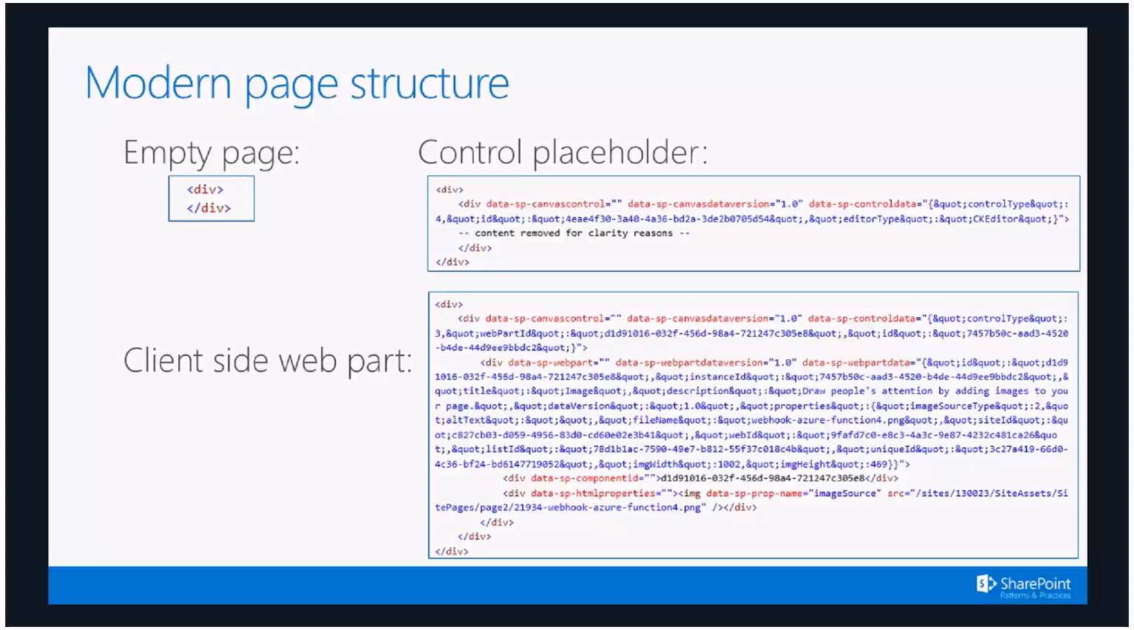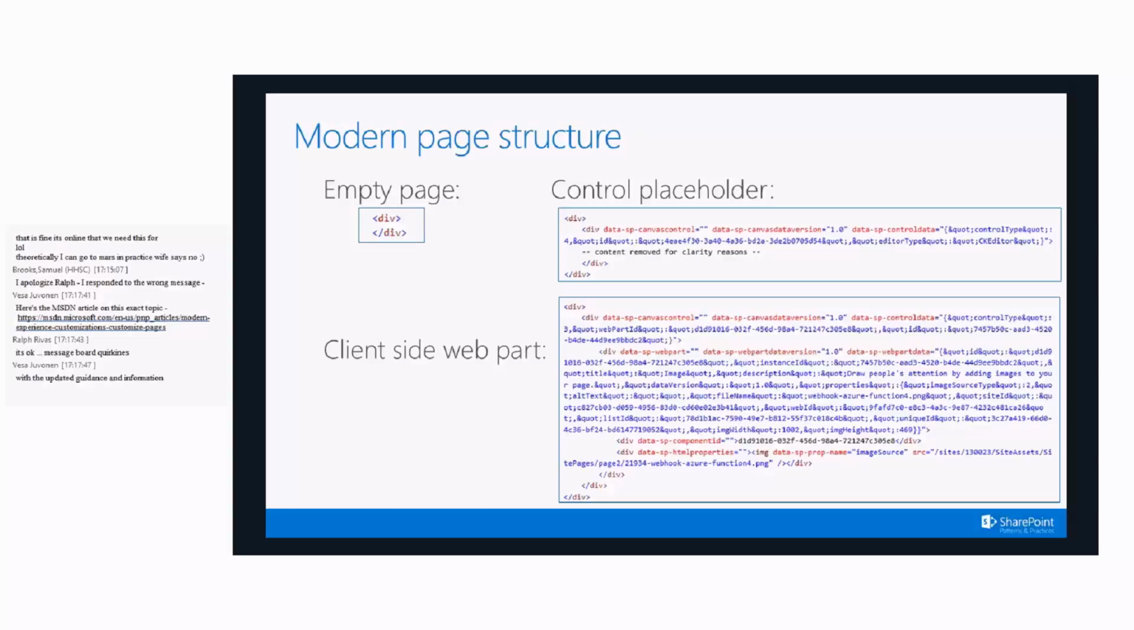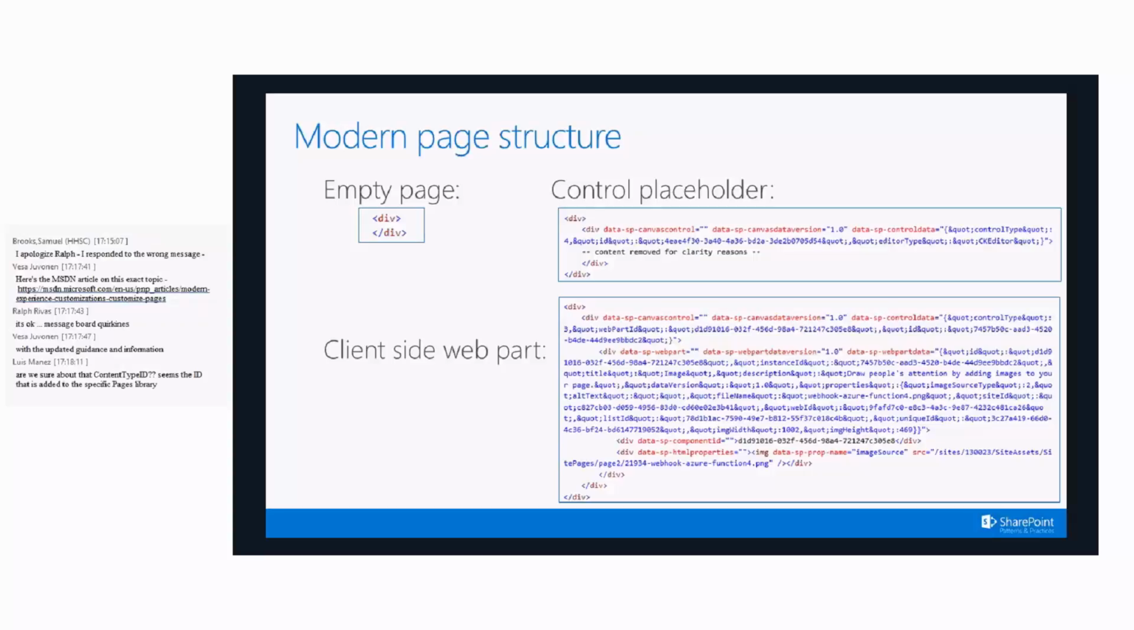So an empty page is really simple: an empty div, clean HTML, plain simple empty div. Whenever you want to add controls on that page, and a control can be a client-side web part or a text control, so a rich text editor control, they're slightly different, so that's why I talk about the different flavors, but you can add those types of controls on a page. Each control that you want to add on a page is surrounded by a div tag with a data-sp-canvas control attribute. So when you see this, it means there's a control inside this div tag. This div tag has some JSON data, so the data-sp-control data is a JSON object describing the control inside the div tag. In this sample, it's control type 4, which means a text control.